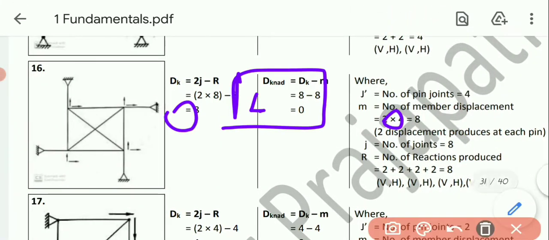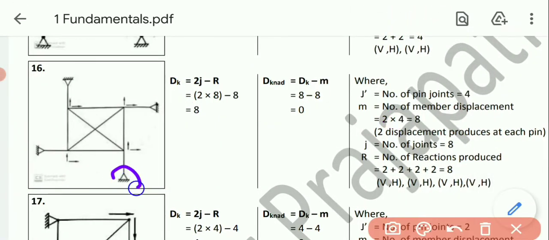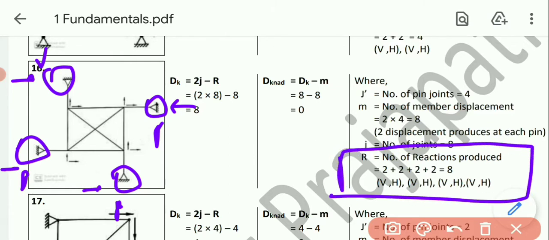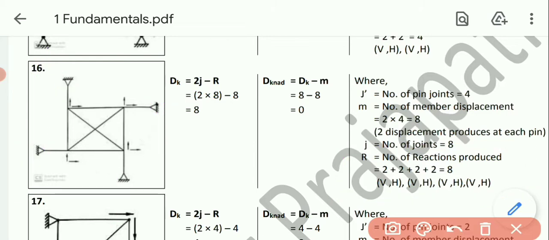Now in this one, first of all, at each joint a hinge support is there, so at each support 2 reactions will be there, vertical as well as horizontal, like this. So ultimately capital R, the number of reactions produced, is 2 plus 2 plus 2 plus 2, so total 8. Then J, the number of joints, will be 1, 2, 3, 4, 5, 6, 7, 8, so the number of joints will be 8.